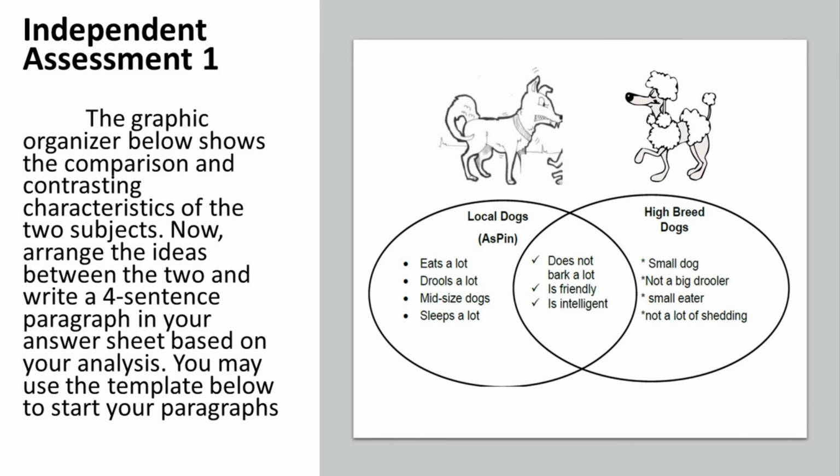Independent Assessment 1. The graphic organizer below shows the comparison and contrasting characteristics of the 2 subjects. Now, arrange the ideas between the 2 and write a 4-sentence paragraph in your answer sheet based on your analysis. You may use the template below to start your paragraphs.